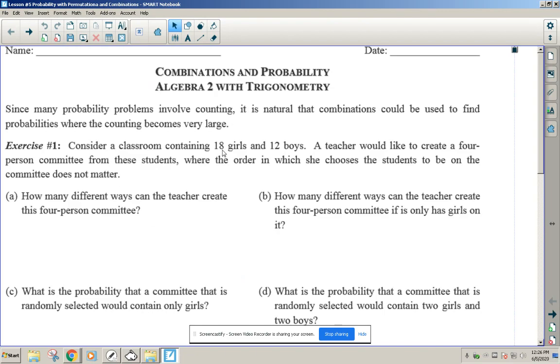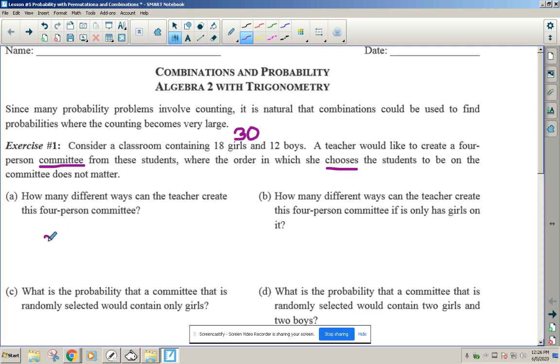Consider a classroom containing 18 girls and 12 boys. So that means we've got 30 kids total inside this classroom. And the teacher would like to create a 4-person committee. Now remember, a committee is one of those key words that means combination. And again, they're going to use choose, which again means combination. How many different ways can the teacher create this 4-person committee?